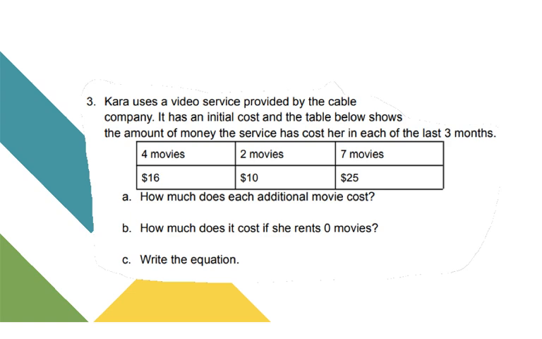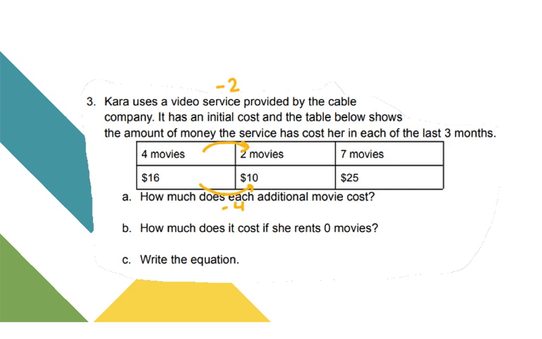Okay, so again, let's think about what's happening. So if I go from 4 movies to 2 movies, what just happened? I decreased my movies by 2. What happened to my cost? I decreased my amount by 4. So 2 less movies, and my price went down by 4.